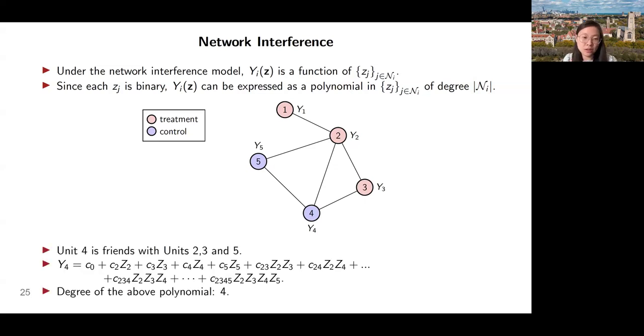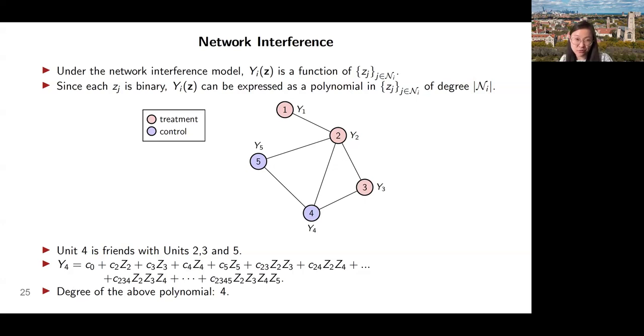Again, unit 4 is friends with units 2, 3, 5, so we could always write the outcome y4 as a function of the z's in the form of first order terms, second order terms, third order terms, and fourth order terms. The degree of the polynomial is the size of the neighborhood, in this case 4. This is actually still a pretty flexible model.